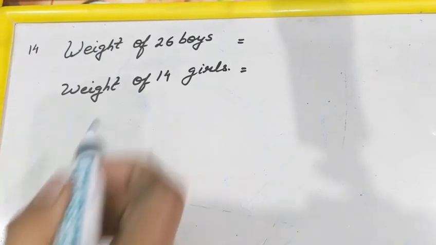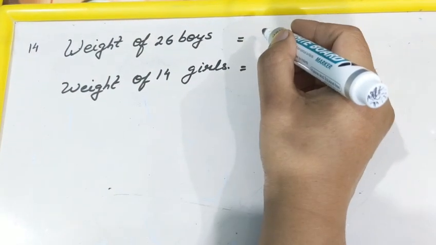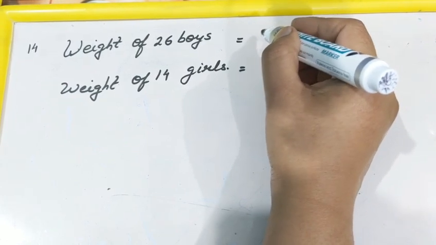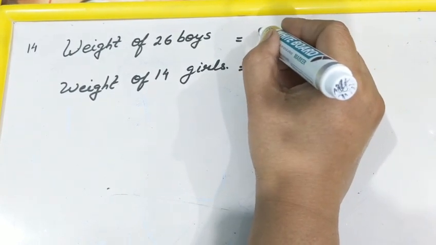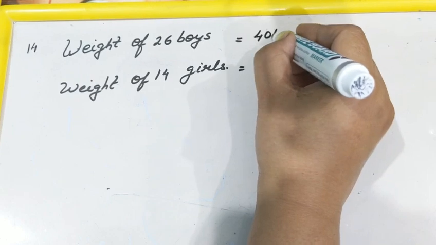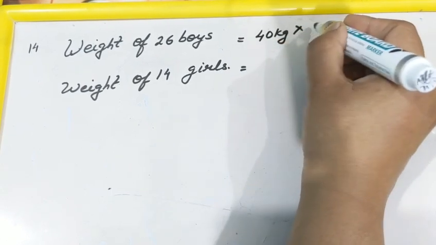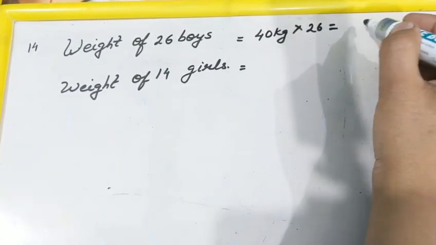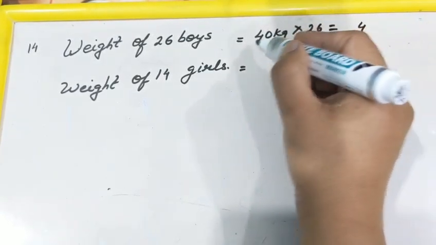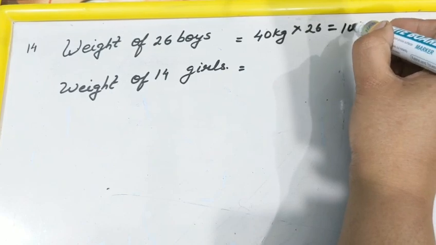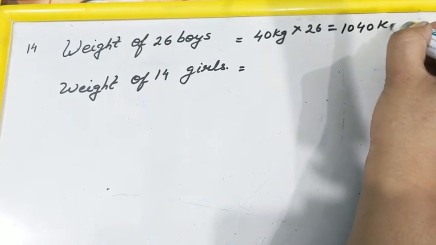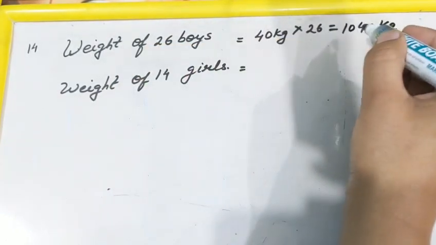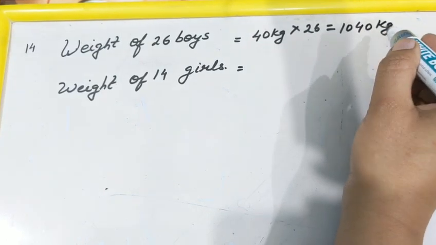So let's start. Weight of 26 boys equals mean weight into the number of observation. Mean weight given is 40 kg into the number of observation, that is 26. So when you multiply, 4 6s are 24, 2 carry over, 4 2s are 8, plus 2 is 10, and 0. The total weight of 26 boys equals 1040 kg.